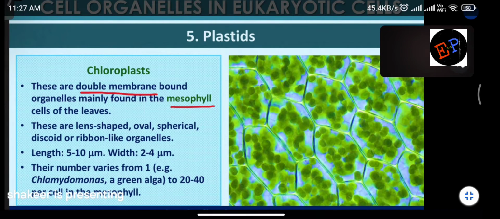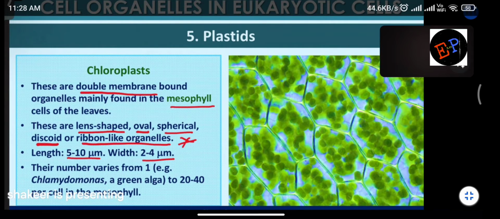Clear? So these chloroplasts, they are lens shaped, oval shaped, spherical, discoid or ribbon-like organelles. So this question also can be asked in the examination. What is the shape of the chloroplast? Chloroplast can be lens shaped, oval shaped, spherical, discoid, or ribbon-like organelles. Their length varies from 5 to 10 micrometer and width varies from 2 to 4 micrometer.